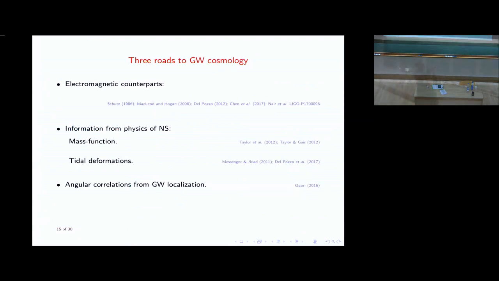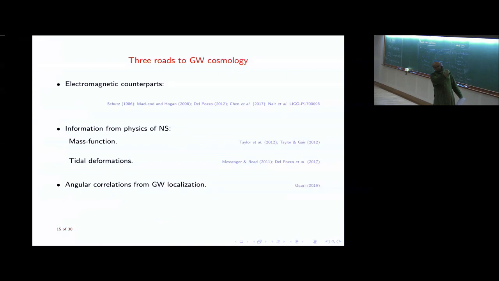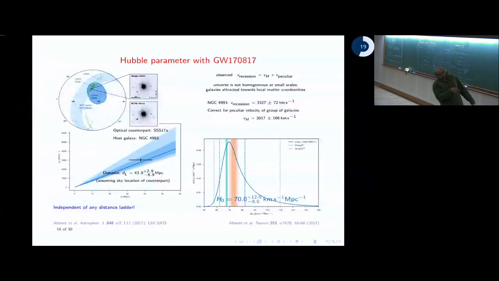Here are some of the methods that I already mentioned. One can use electromagnetic counterparts. One can use information from the physics of neutron stars, like masses or tidal deformations, or one can use angular correlations and clustering properties.